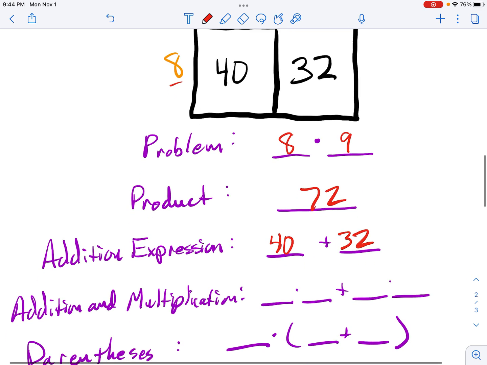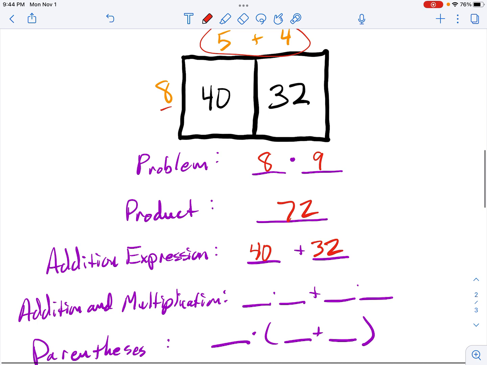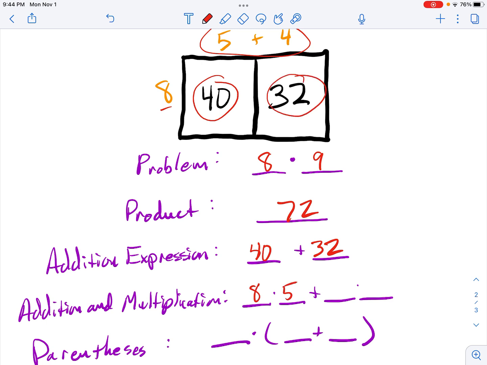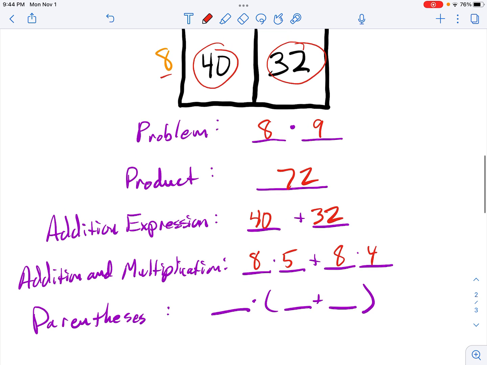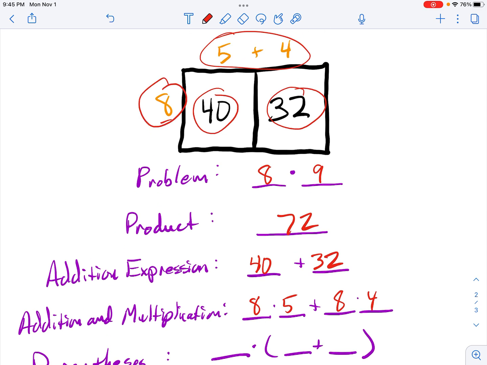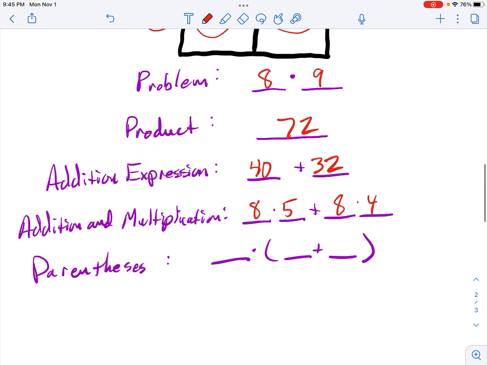And how else can we write these last two as an addition and multiplication? Well, keep in mind that this 40 really comes as 8 times 5, and the 32 really comes as 8 times 4. And lastly, this one's the most tricky one. How can we see this as a parentheses? Notice it is 8 times 5 plus 4. 8 times 5 plus 4.